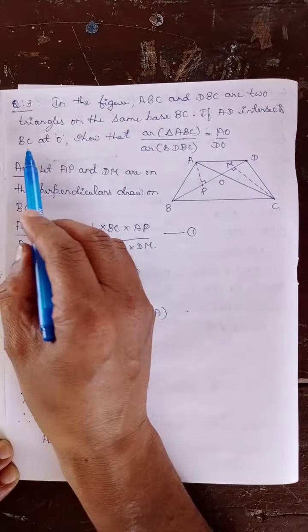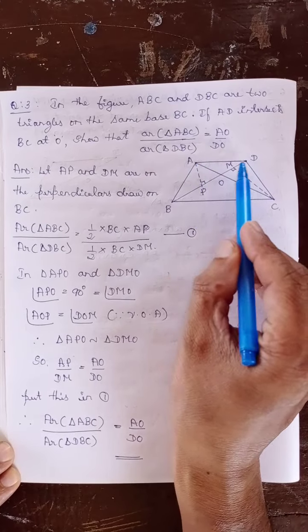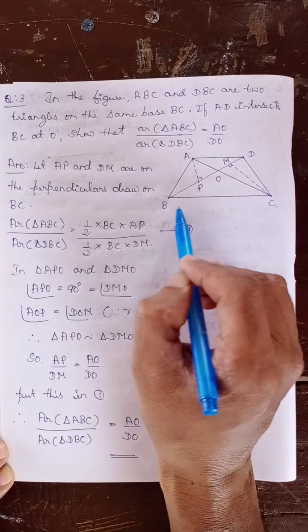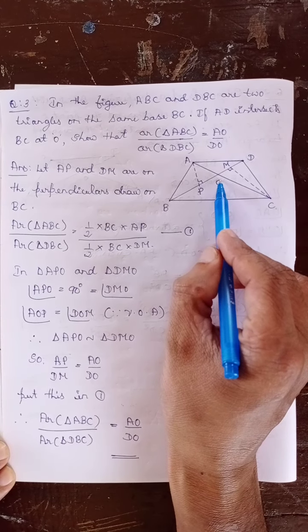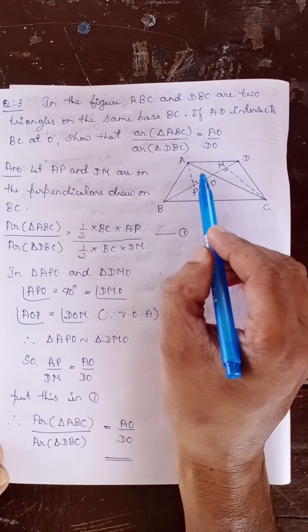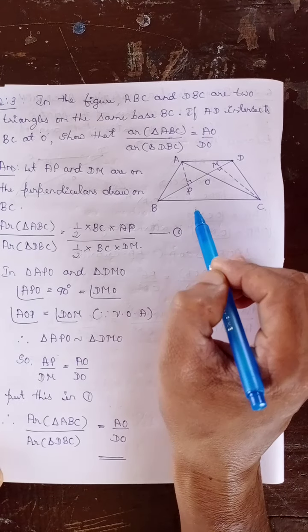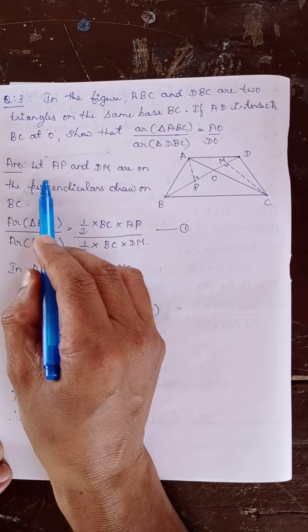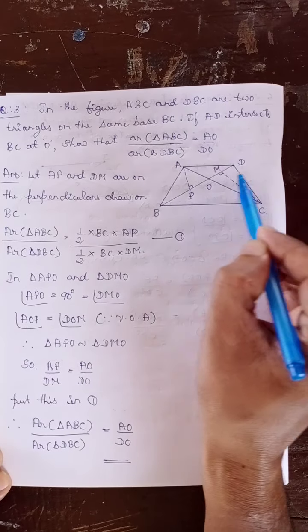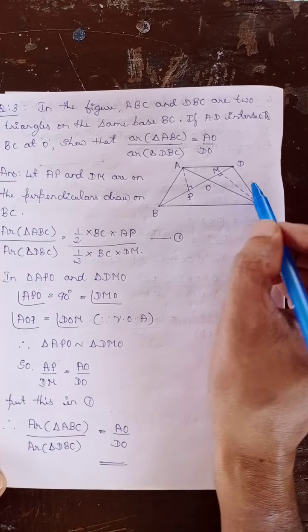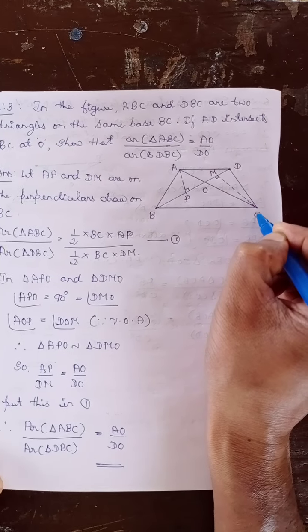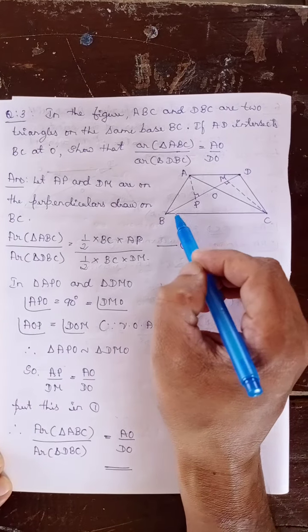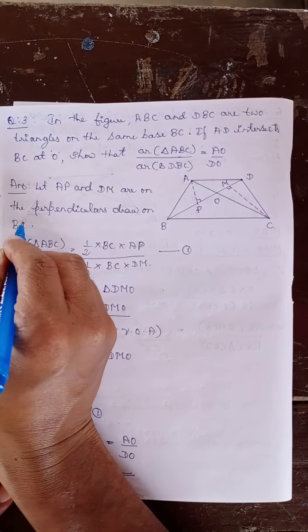If AD intersects BC at O, then we have to show that area of triangle ABC divided by area of triangle DBC is equal to AO by DO. Now the answer: let AP and DM, AP and here CM, be the perpendiculars drawn on BD. The perpendiculars are drawn on BD.